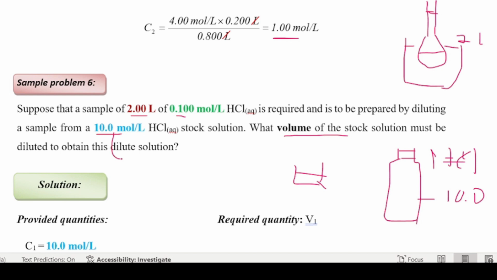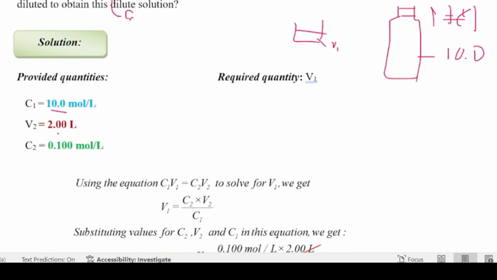This, of course, will be a C1. That's the initial concentration, because that's the guy you're diluting. This one here will be a V1. And of course, you want to achieve these, so that will be V2, and that will be C2. Now, our objective is to find what is V1. So we know this, and we know this.